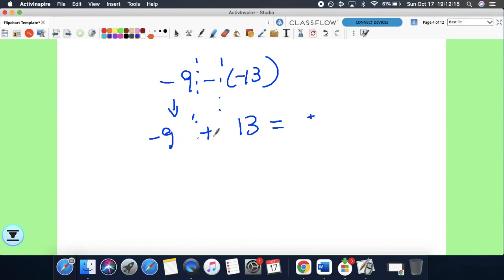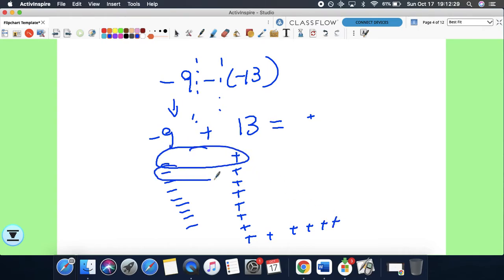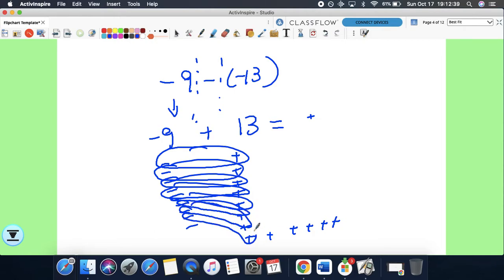So 13 minus 9. Again, 1, 2, 3, 4, 5, 6, 7, 8, 9, and 1, 2, 3, 4, 5, 6, 7, 8, 9, 10, 11, 12, 13. So again, we can make 0 pairs. So how many left over? Positive 4. Or you could have just done 13 minus 9, and 13 minus 9 is 4.